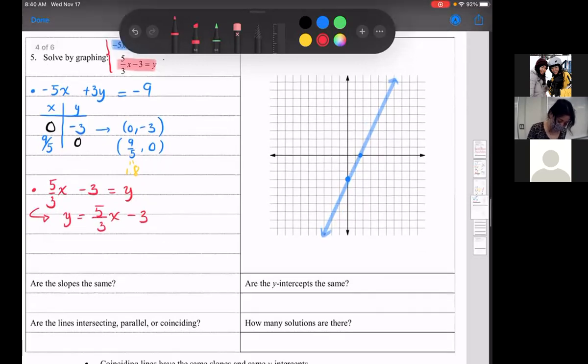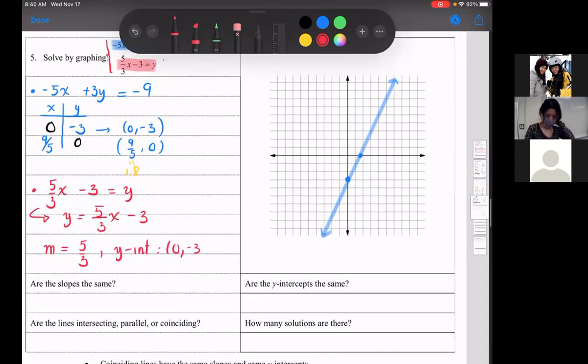I'm going to do the rise over run using the slope. So slope is 5 over 3. And the y-intercept is 0, negative 3. 0, negative 3 right here. And 5 over 3, that means what? Rise up 5. Right, rise up 5. And then run over 3. Right there.